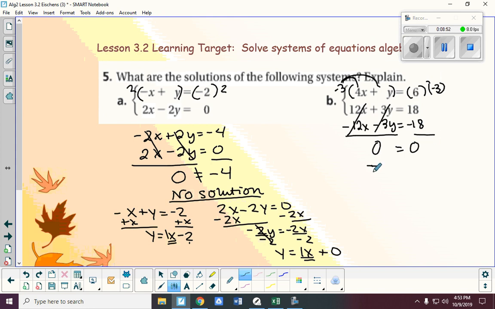So that is going to be infinitely many solutions, or IMS you can write.